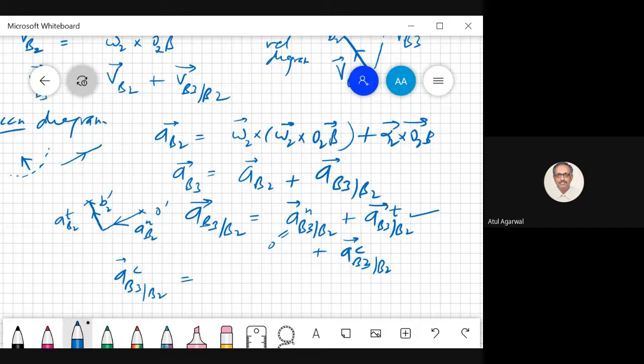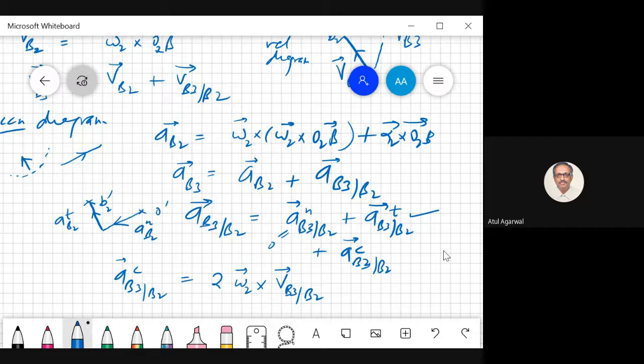So this is given by 2. Now what is the rotating body? Body 2 is a rotating body. Omega 2 cross velocity of B3 with respect to B2. Here you need B3 with respect to B2, so the same relative velocity. So we are using that expression, 2 omega cross relative velocity.